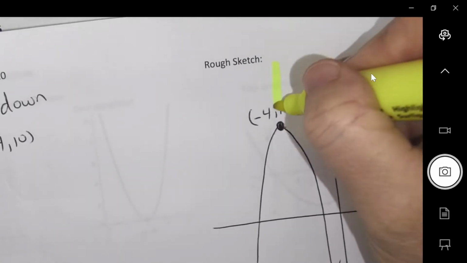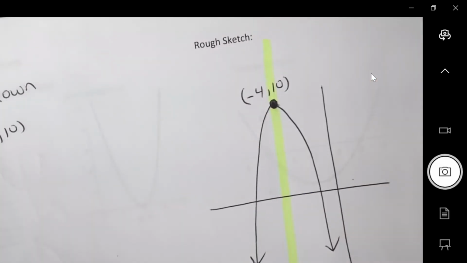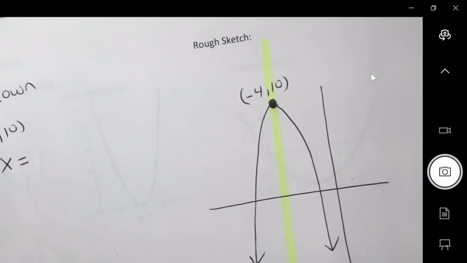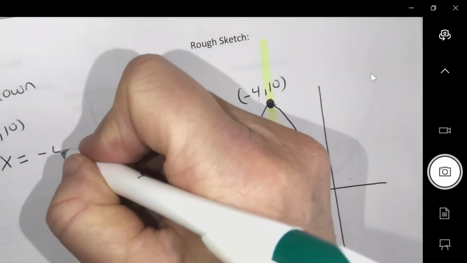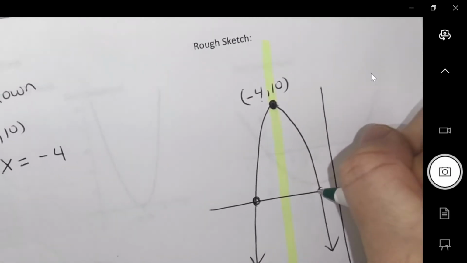The axis of symmetry, your calculator can't tell you that. We have to understand that it's that line. So I drew a yellow line here. And that line would be called x equals, because it's up and down. You learned that in grade 10. An up and down line is an x equals. And what x value do I end up going through? Negative 4.